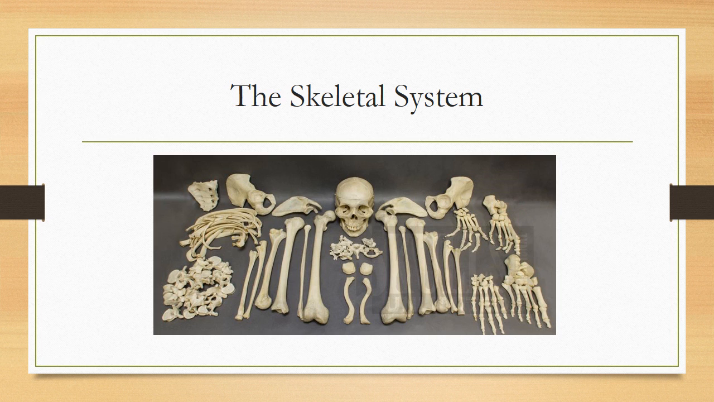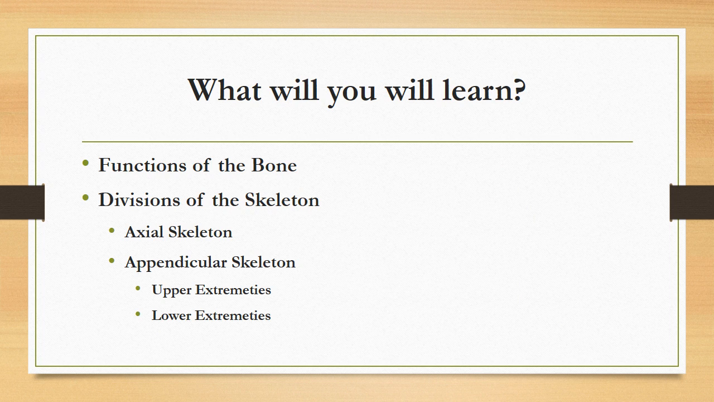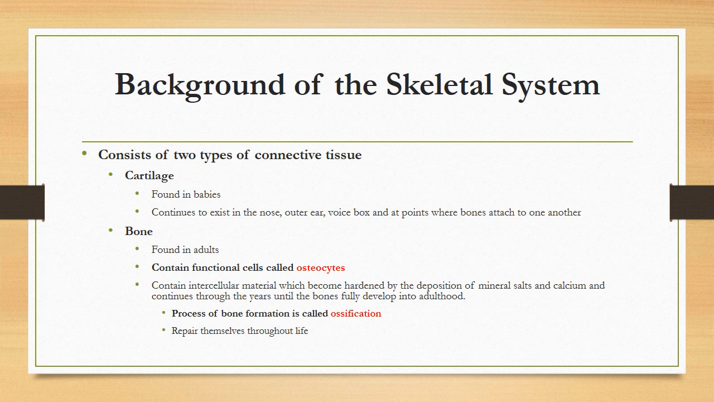Greetings, everyone. Today, we'll talk about the skeletal system. Some of the things you'll learn today are the functions of the bone, the divisions of the skeleton, which consist of the axial skeleton, the appendicular skeleton, and then that includes the upper and lower extremities. We'll start with the background of the skeletal system.